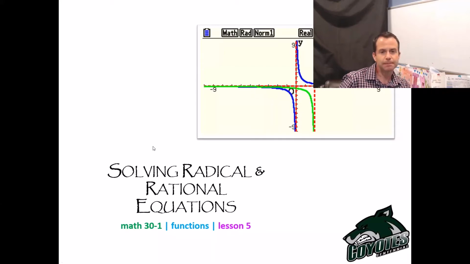Hey, math peeps. So today we want to focus on solving. Now, I lump solving radical and rational equations together in one because of the similarity of our methodology and what we have to do, okay?